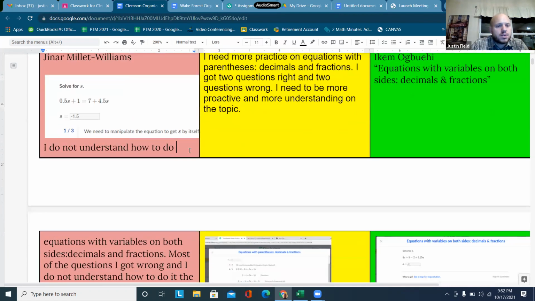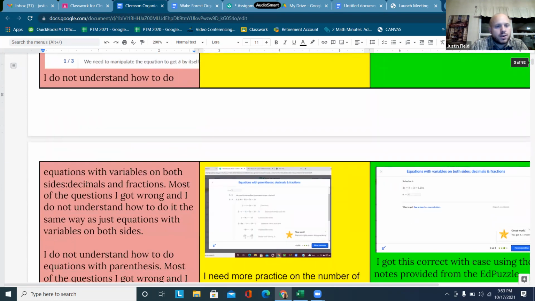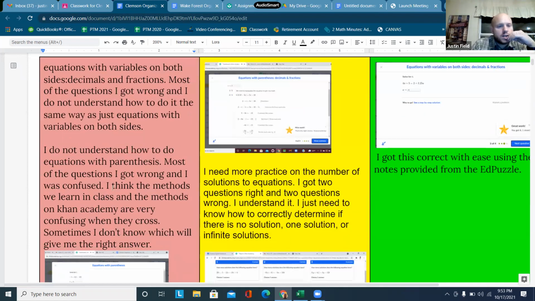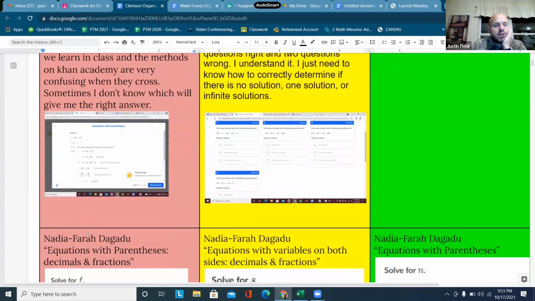Okay, so: I do not understand how to do equation with variables on both sides. Most of the questions I got wrong, and I do not understand how to do it the same way as just equation with variables on both sides. Not understand with the parentheses. I think the methods within the class are very confusing when they cross. Yeah, so the Khan Academy explains it a little differently, right? Sorry. Sometimes I don't know which will give me the right answer.